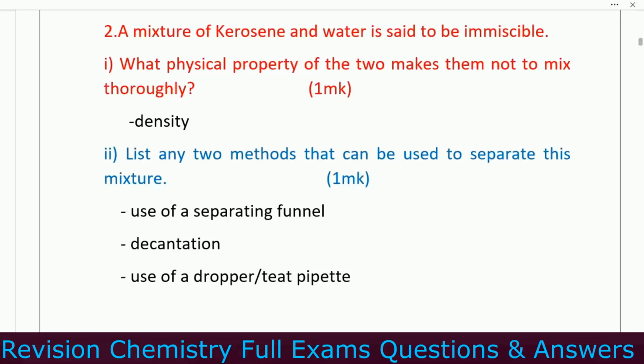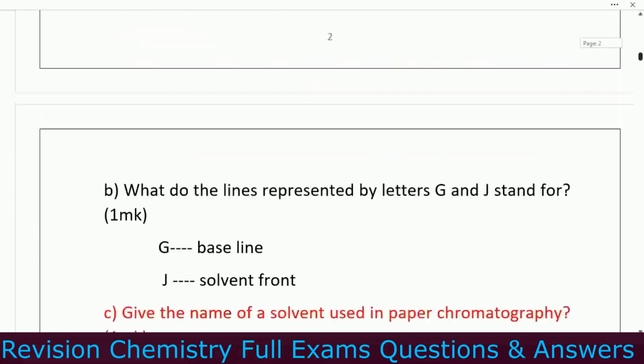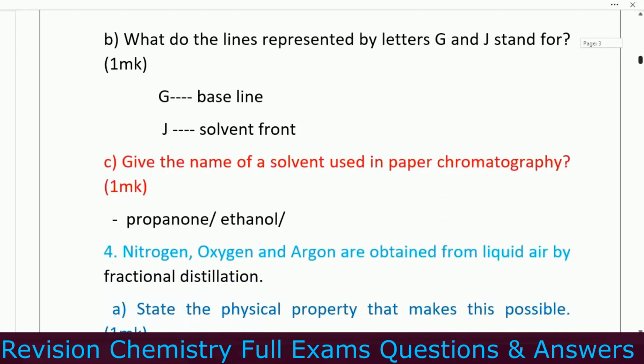Next, list any 2 methods that can be used to separate this mixture. You can use a separating funnel. Number 2, you can use decantation, and then you can also use a dropper to separate the 2, because one is denser than the other.